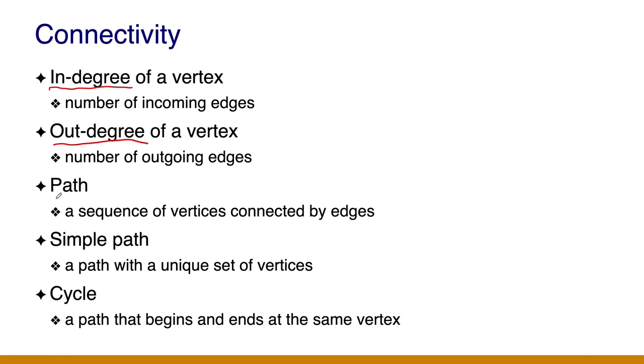A simple path is essentially a path, but with a special requirement: all the vertices inside the path appear only one time, because the path contains only a unique set of vertices. It means that a vertex cannot be visited a second time if the path is simple. Finally, we have a special type of path called a cycle. It simply means that you begin and end your path at the same vertex.